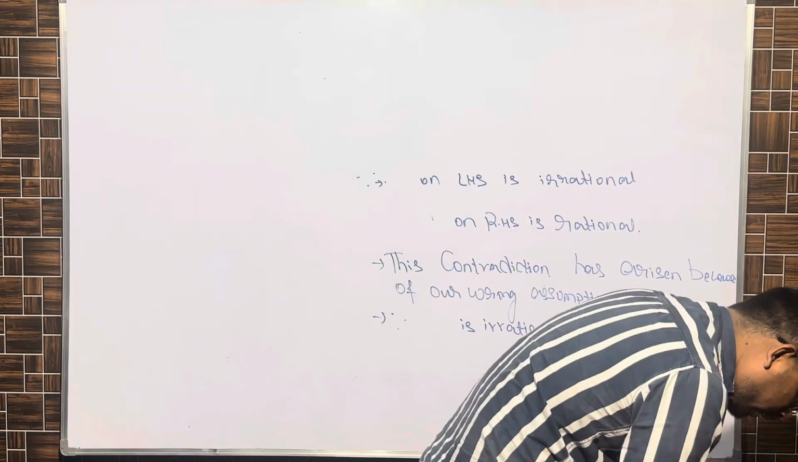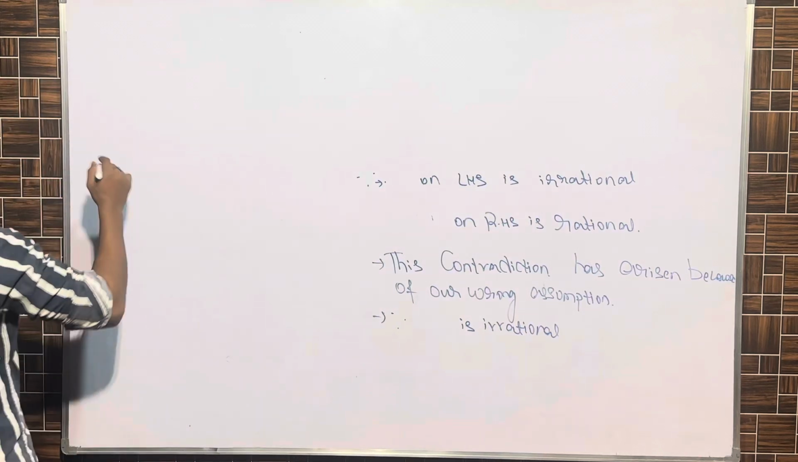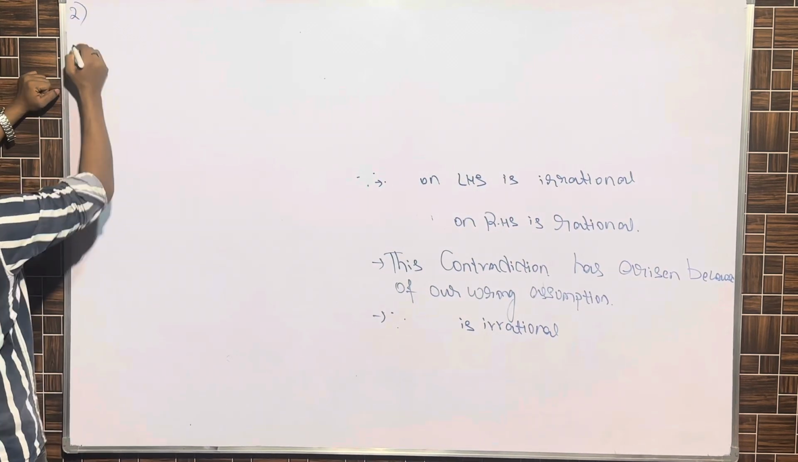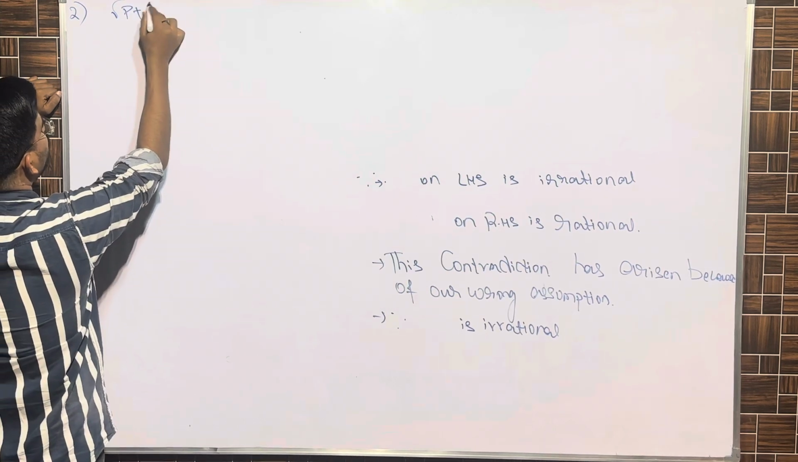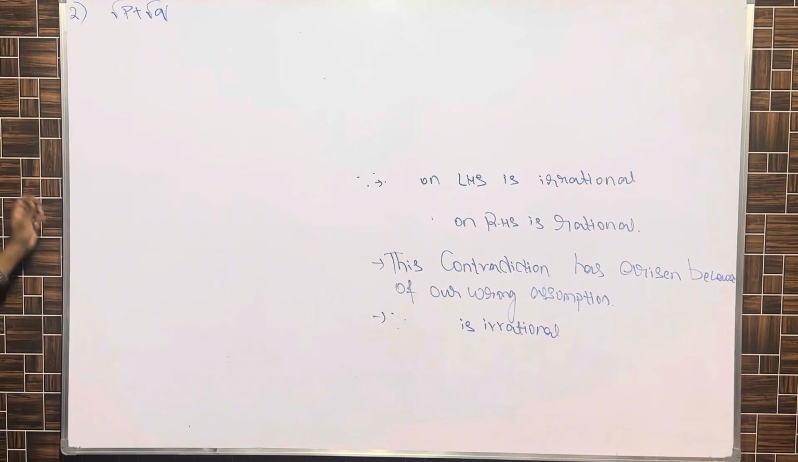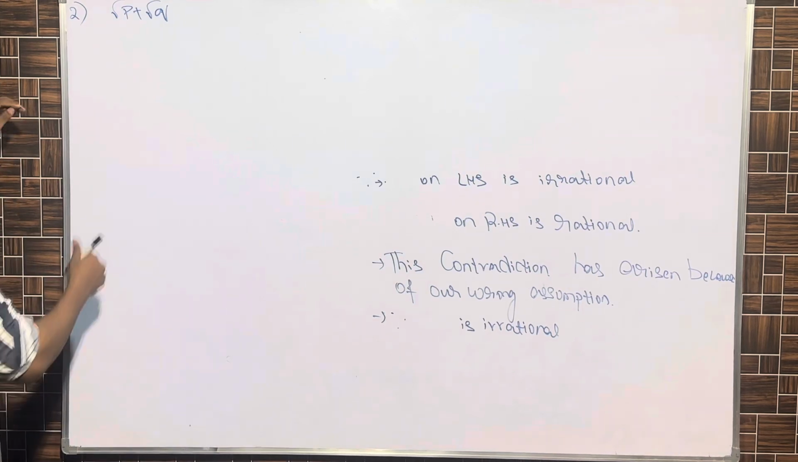Which question is it? Root P plus root Q. Second question, 1.4, question number 2. We have to prove that root p plus root q is irrational. I hope you guys can see this. Let me check. Yes, so it is root p plus root q is irrational. We have to prove. Now solution.